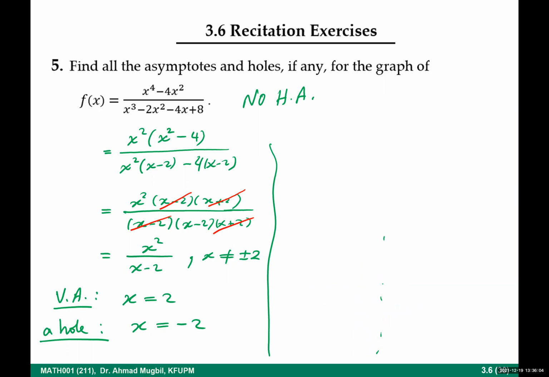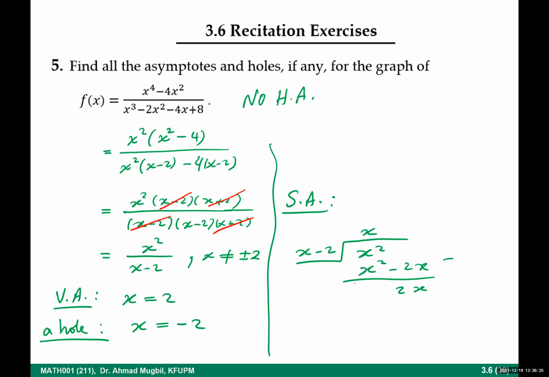How to find the slant asymptote? You will do the long division. So it will be x squared divided by x minus 2. It will be x squared minus 2x, subtract. You will get 2x. Now you can keep dividing. Don't stop here. The degrees are still the same. You stop when the degree is less. So you need to multiply by 2 to have the same as this, 2x minus 4. Now subtract, you will get 4.